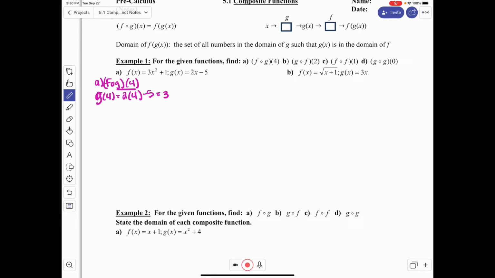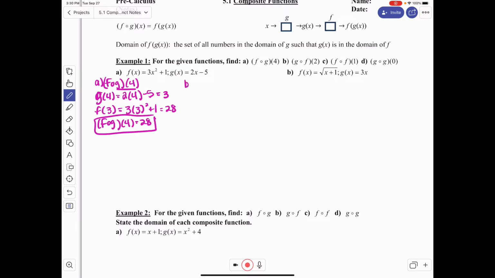Then you take the 3 and, like I said, you work your way back and plug it into the f function. So f of 3, we have 3 times 3 squared plus 1. So 9 times 3 is 27. 27 plus 1 is 28. So f of g of 4 is 28.